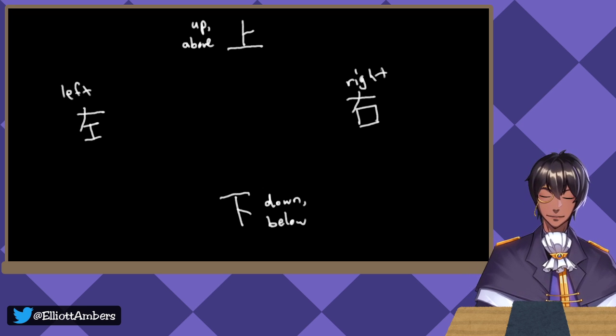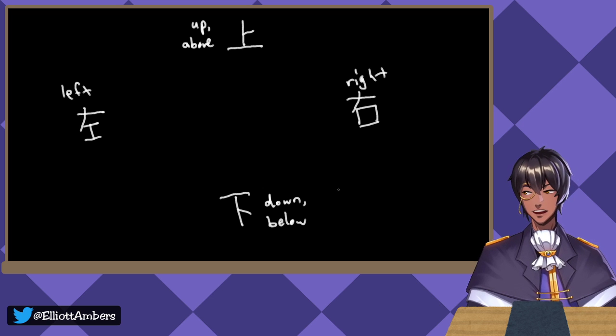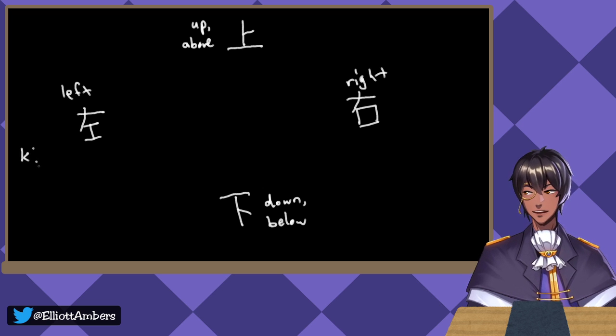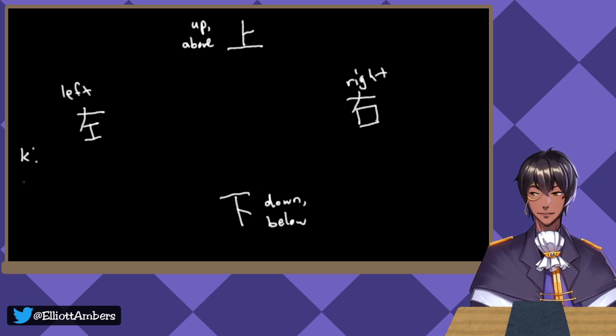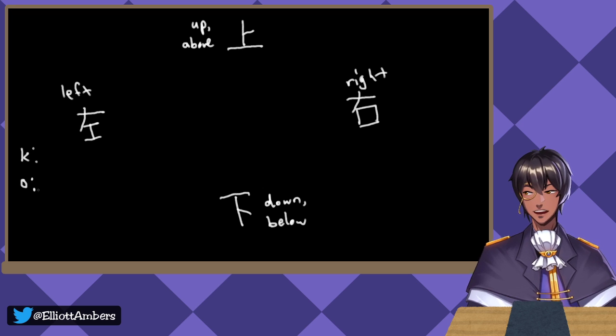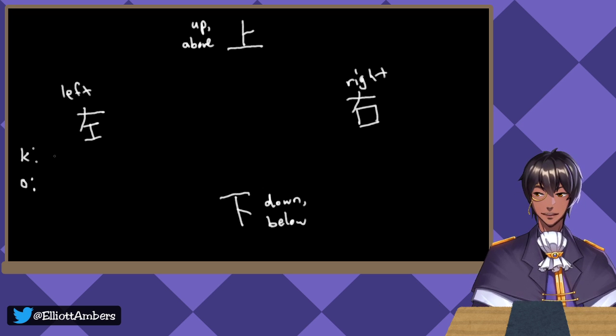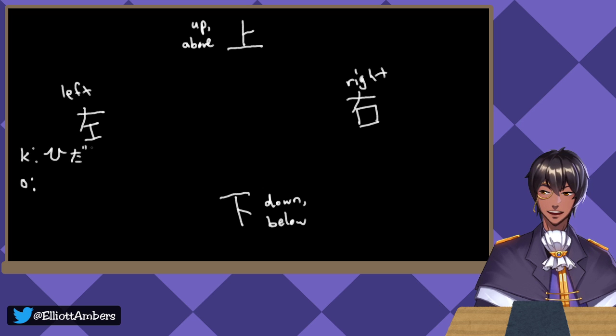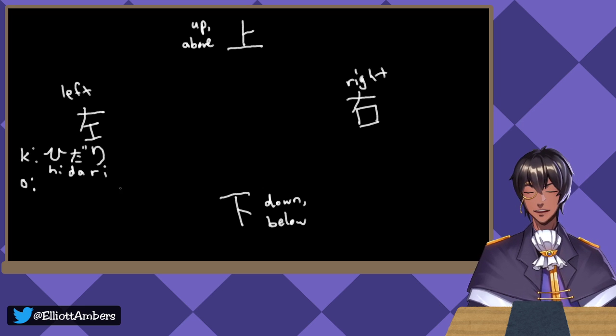So we'll talk with left and right first, because they don't have as many alternate readings here. So I'm just going to abbreviate this as K and O. K being Kunyomi, or the traditional Japanese reading. O being the traditional Chinese reading, Onyomi. So the Kunyomi, typically when you tell someone to go left, you will say hidari.